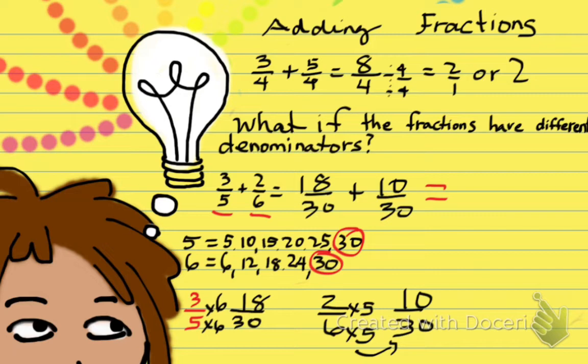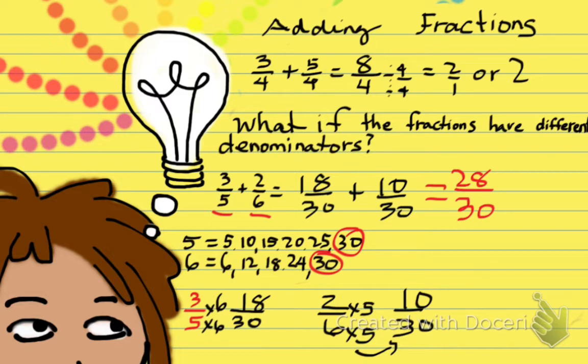Now we can add our fractions: 18/30 plus 10/30. Notice that we now have the same denominators. So 18 plus 10 equals 28, and we simply copy the denominator 30. So we now have 28/30. Take note that we should always simplify our fractions if needed. So 28/30 can still be simplified.